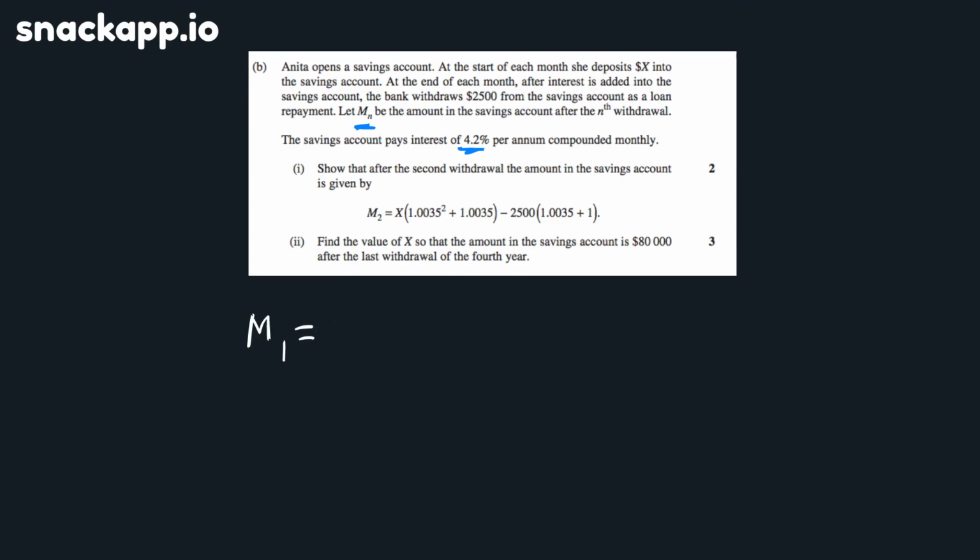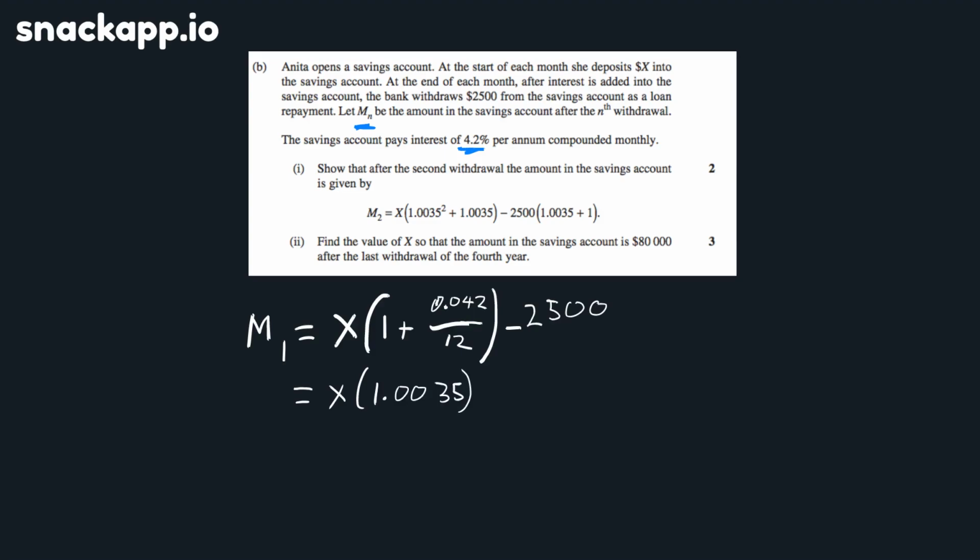Okay, so in the first month, we would have deposited X amount at the start of the month, and that will have undergone some compound interest for that month. Okay, so it'll be itself plus, so 1 plus the rate that it's gone up within 1 month. Okay, and that's the 4.2, but it's compounded monthly, so we've got to go 0.042. I'm just writing it as a decimal instead of a percentage, and then you're going to divide it by 12. Okay, and then you're going to minus off the bank withdrawal, which is the 2,500. So let's just simplify that a little bit. If we put this into our calculator, we're going to get 1.0035. Okay, and that's going to come in handy later when we use that rate again.